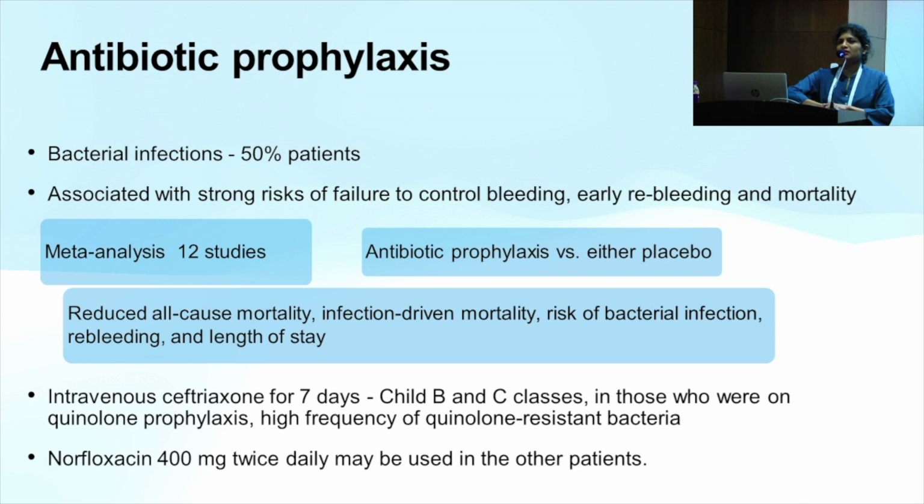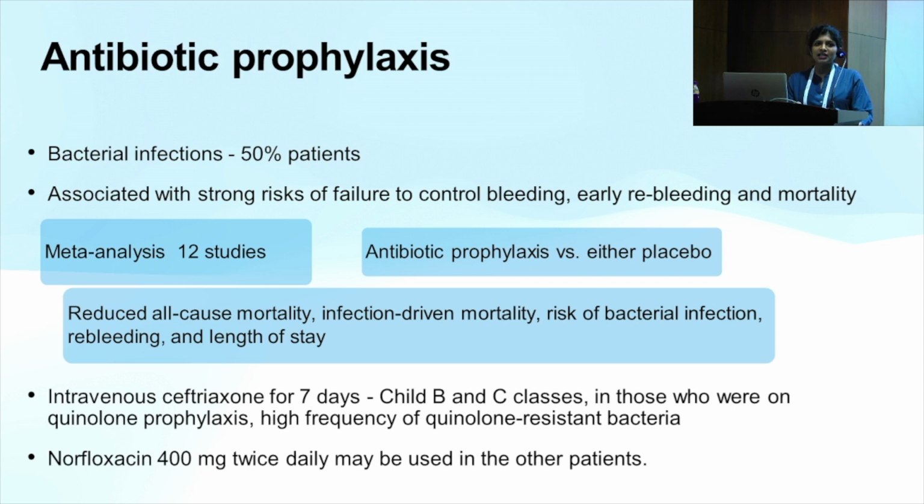Next is antibiotic prophylaxis. This is one of the reasons for empirical antibiotic therapy in the patient in ICU. It is found that around 50% of the patients with variceal bleeding can have bacterial infections. And there are multiple studies, some meta-analyses, which have shown that there can be an increase in all-cause mortality, more chances of rebleeding, and a longer length of stay in ICU if you do not give antibiotics. So it is important to give empirical antibiotics in these patients.